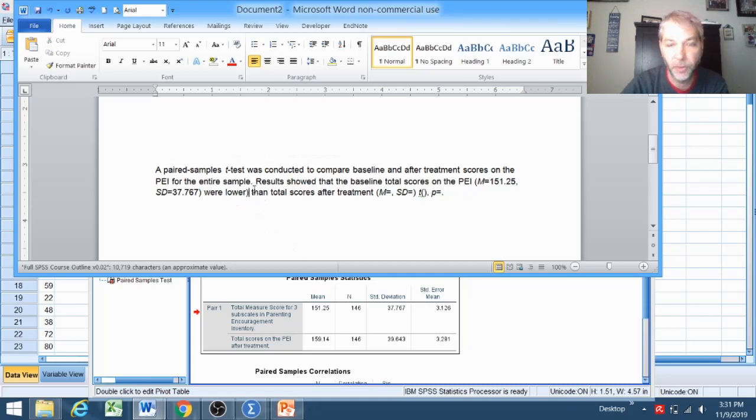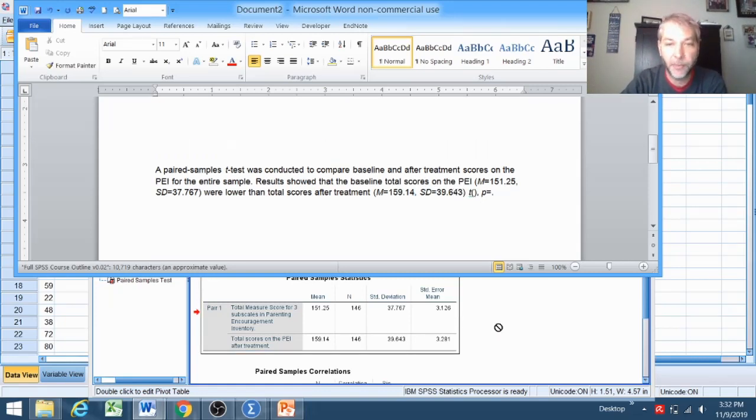Those scores were lower than total scores after treatment. And then we're going to again put in the mean here, 159.14, and the standard deviation is 39.643.